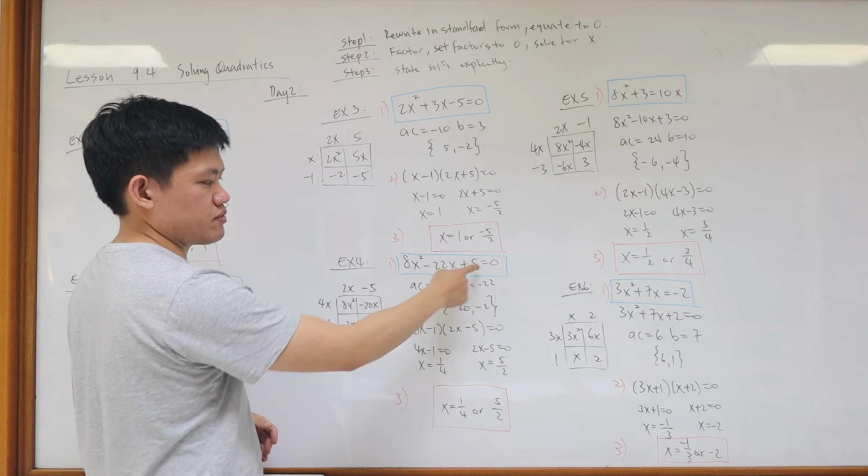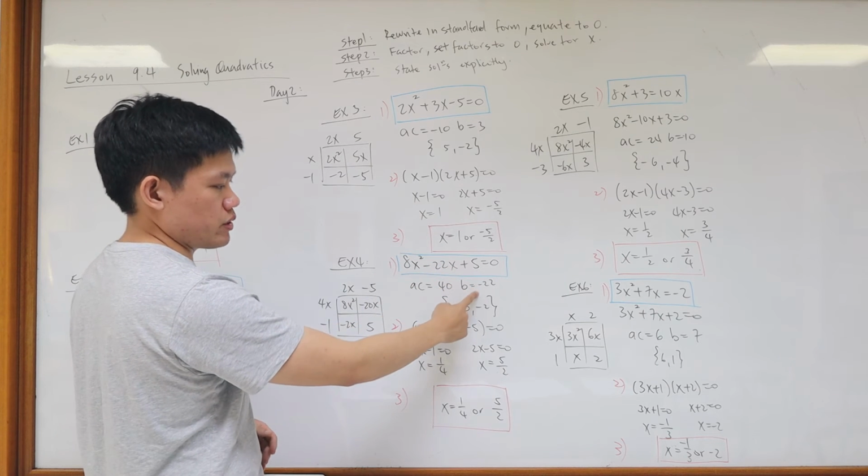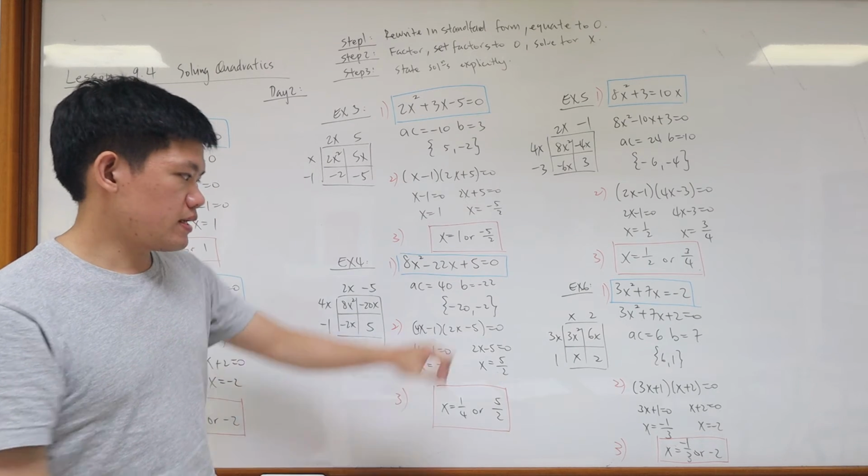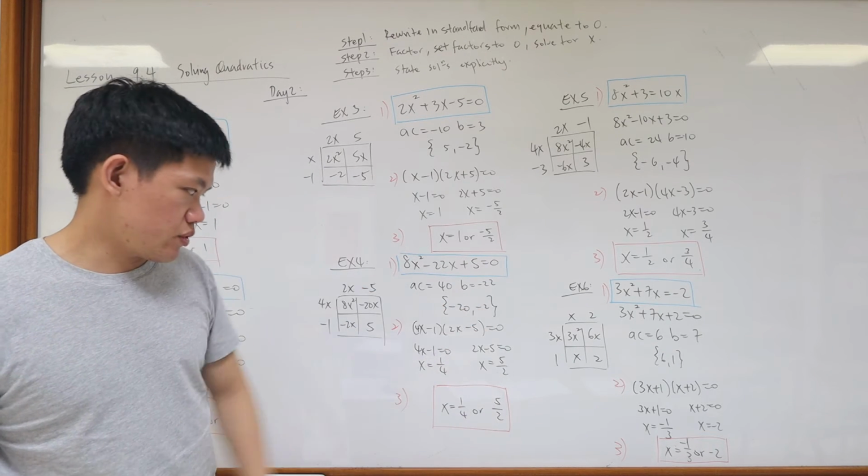So 8 times 5 is 40. b is equal to negative 22. Think of two numbers that multiply to give you 40, and when you add them together, it's negative 22. It's going to be negative 20 and negative 2.